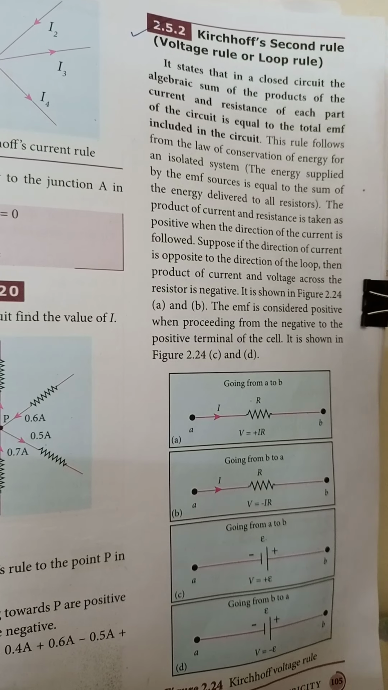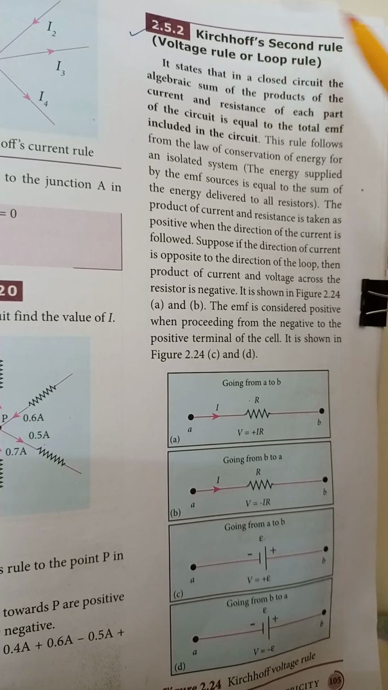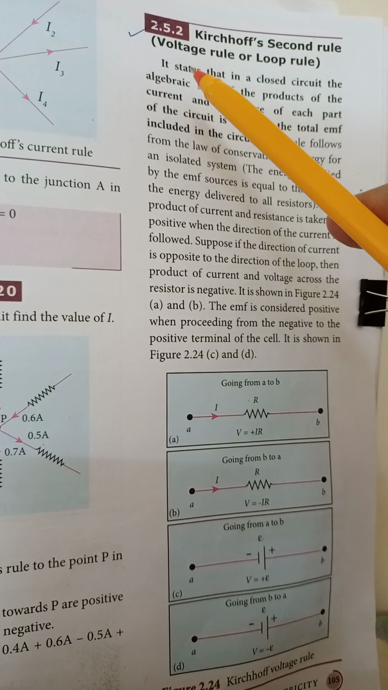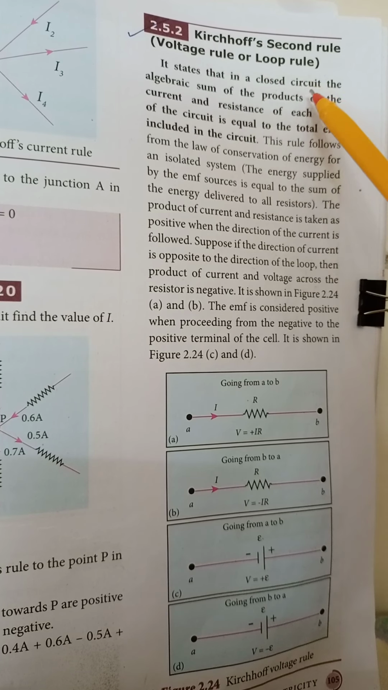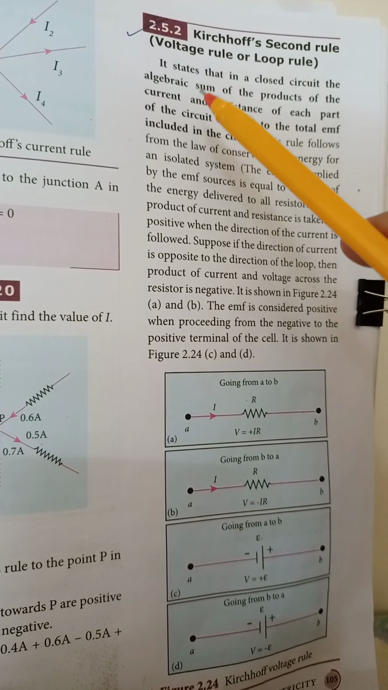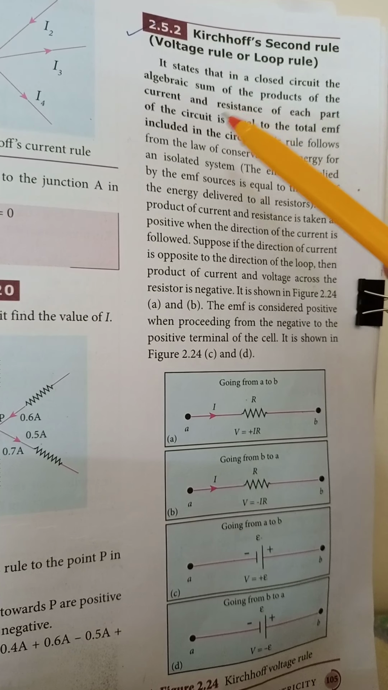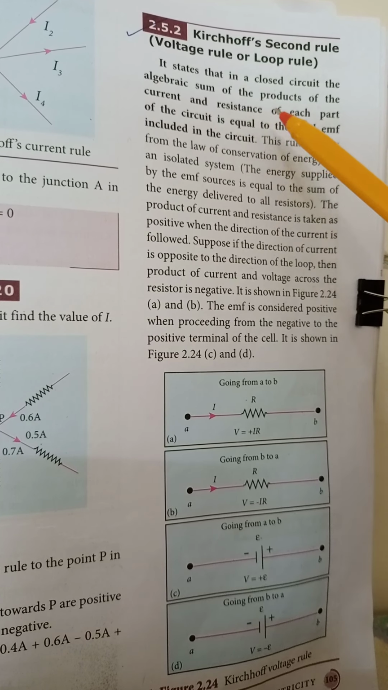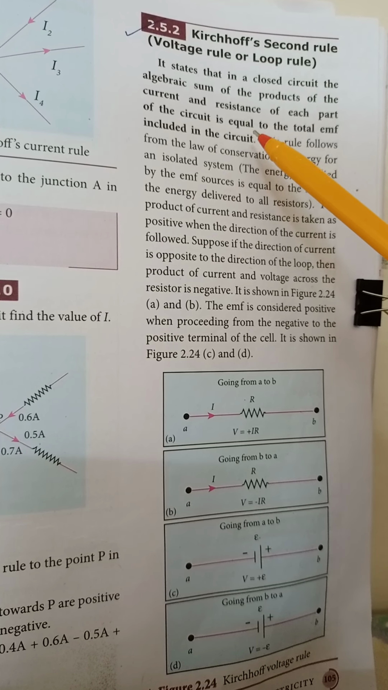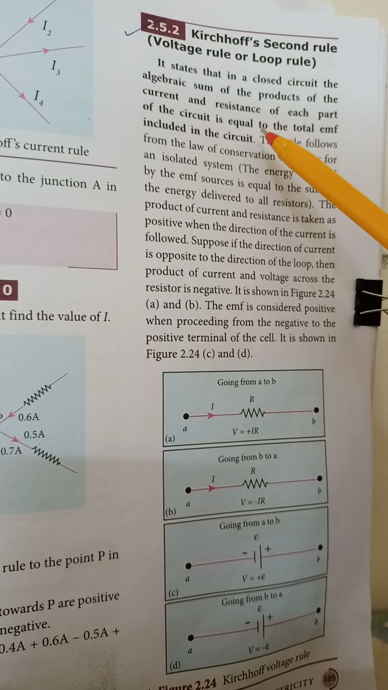Kirchhoff's second rule. Kirchhoff's second rule can also be called the voltage rule or loop rule. It states that in a closed circuit, the algebraic sum of the products of current and resistance of each part of the circuit is equal to the total EMF included in the circuit. This is the statement of Kirchhoff's second rule.